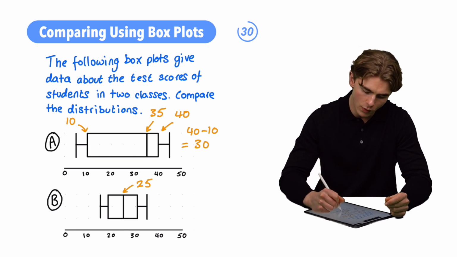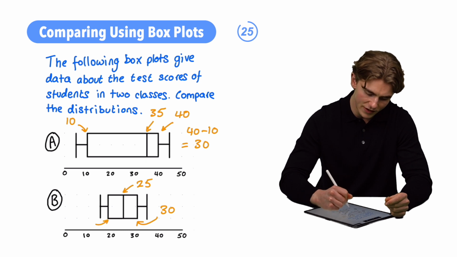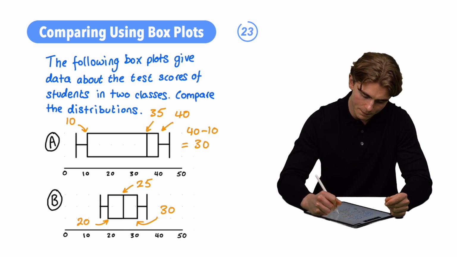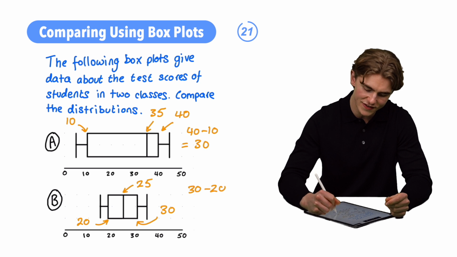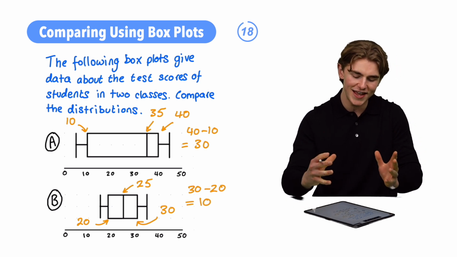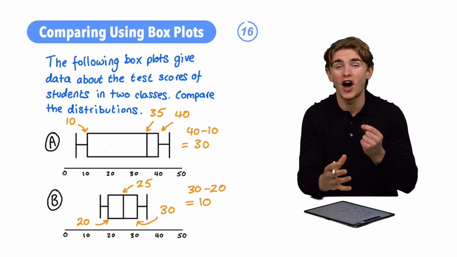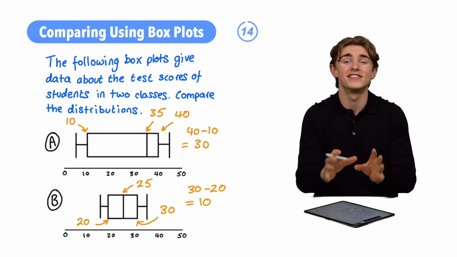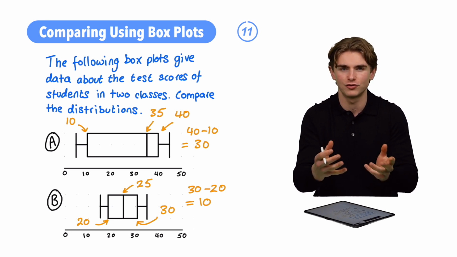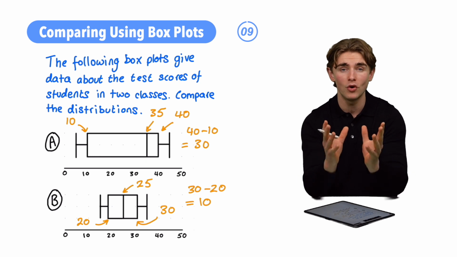What about in class group B? Well, the upper quartile this time, that line there, is going to be 30. The lower quartile is going to be 20. So we can do 30 minus 20, which is going to be 10. We can see clearly that the interquartile range is far higher for class group A, and that tells us that the data in distribution B, or class group B, is going to be more consistent, more closely paired together.